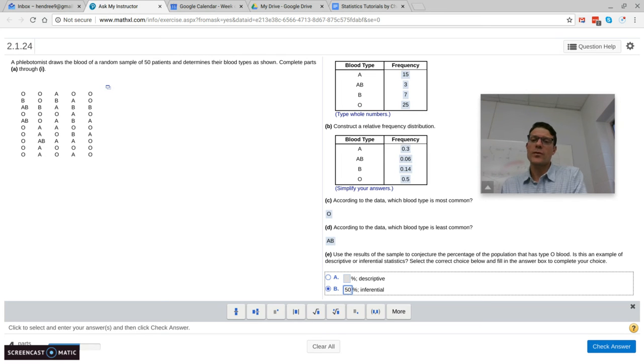Now, if the question had asked what percentage of the people have type O blood in this sample, that's 50%. And that's pure description, right? Because I'm just describing that smaller group. But if they ask me, what do you think is true about the whole population given this sample, that's a process of inference, or inferential statistics. So I hope that helps a little bit.